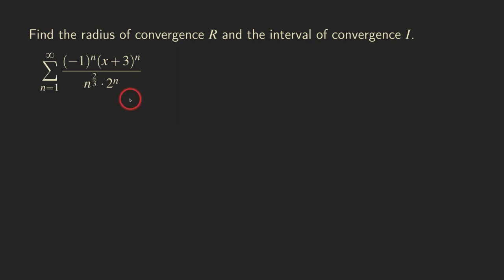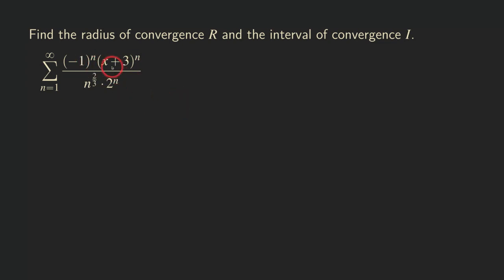Hello everyone, let's look at this power series here. We are going to find the radius of convergence and the interval of convergence for the series, and we are going to use the ratio test for this. The ratio test can tell us when the series is convergent and when it's divergent. In this case, the ratio test will allow us to find out for what x values the series will be convergent. So let's get started.